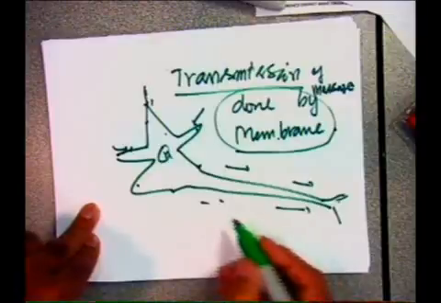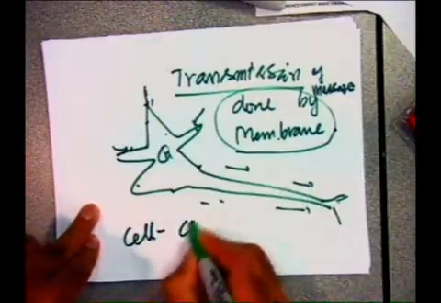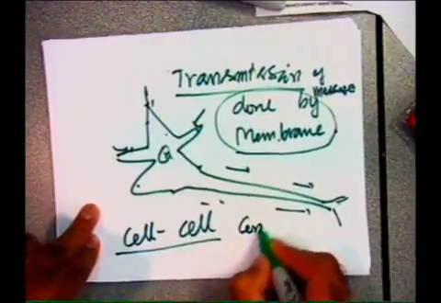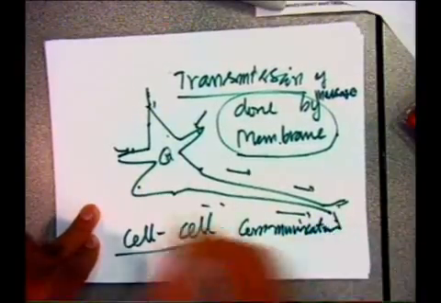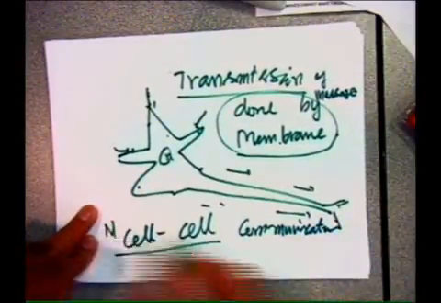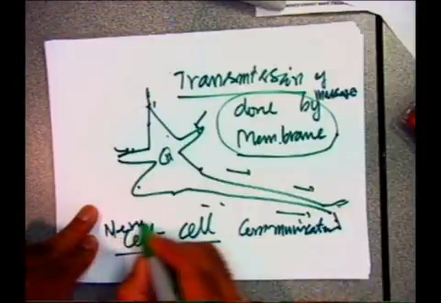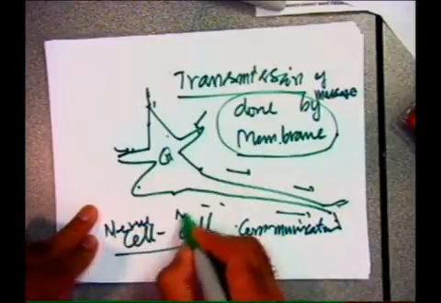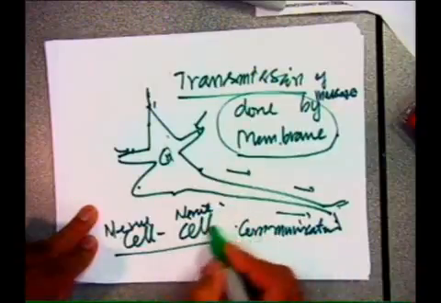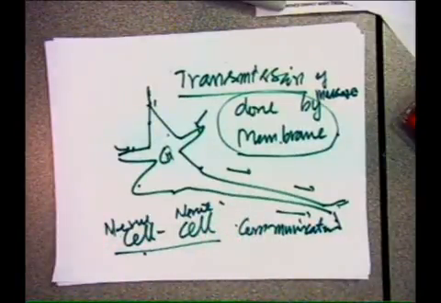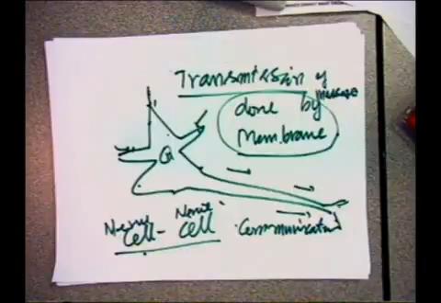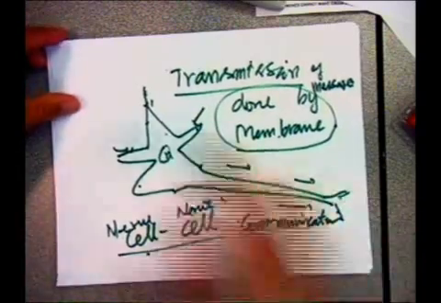From one cell to another cell. In other words, cell to cell communication. Either one cell, a neuron, communicates onto another neuron, cell to cell communication, or an ordinary cell like a liver cell.